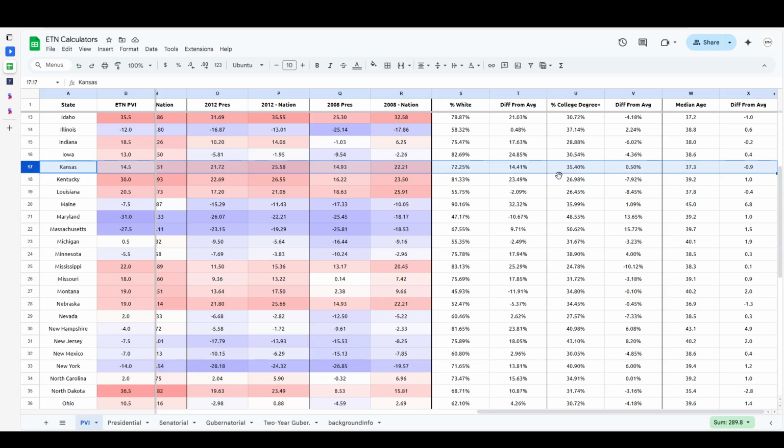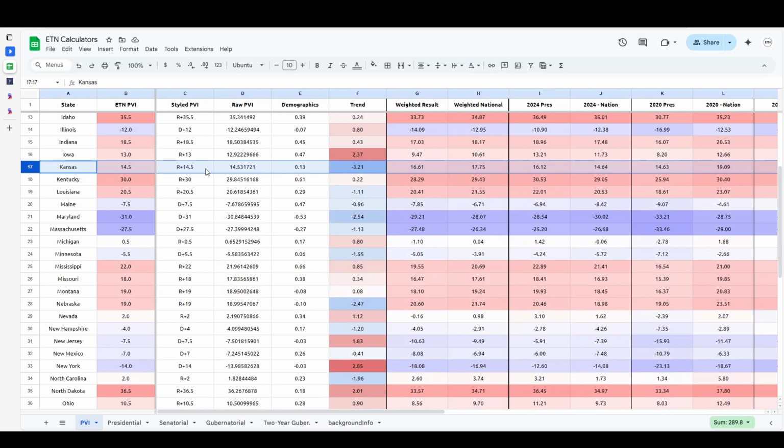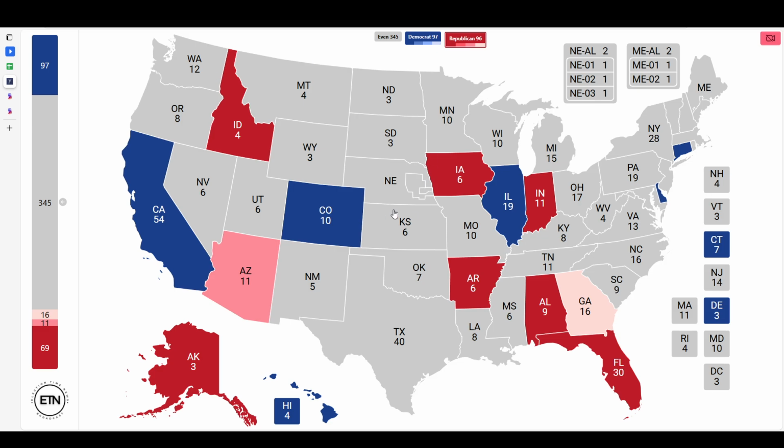Not by much, but I think this number is actually increasing. It's a very white state. White college educated populations are the most left trending groups in the entire country, and it is a bit young, which is also going to be from those college educated voters. So that's going to be R plus 14.5.